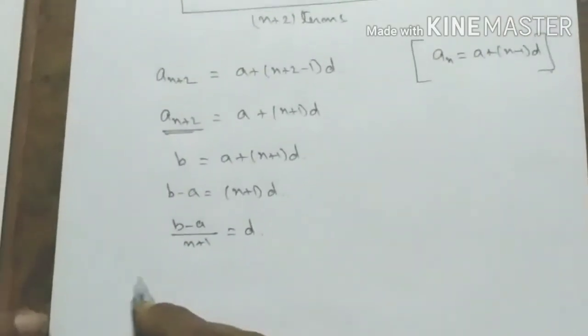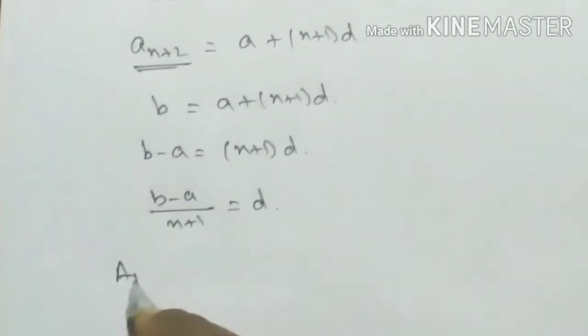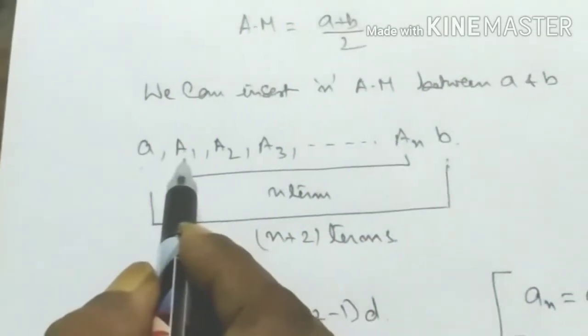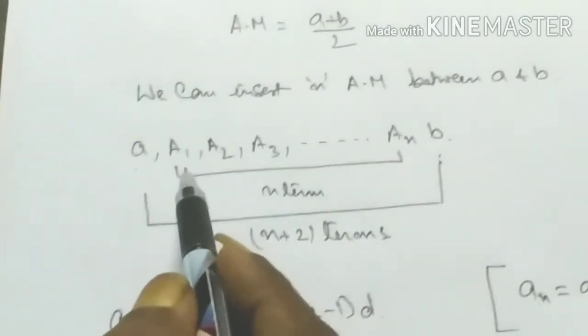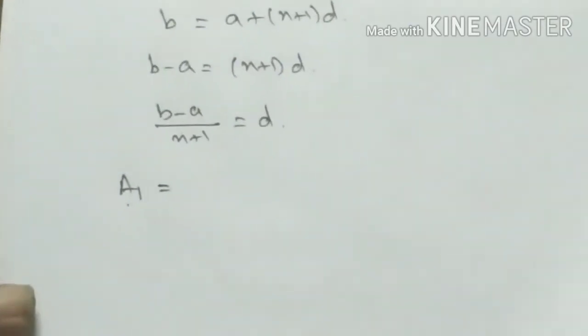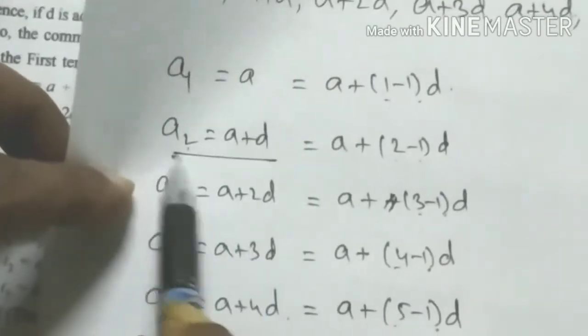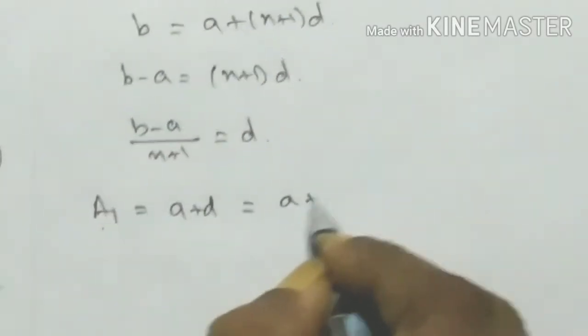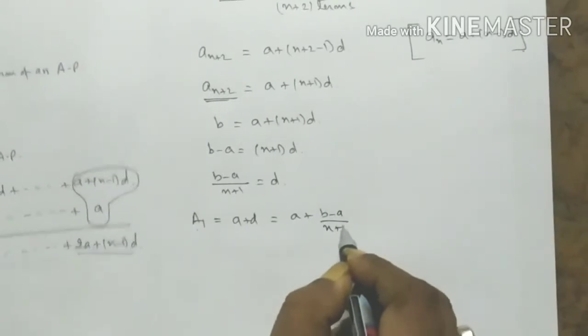Now see one thing: A1 is the first arithmetic mean, but in this sequence, A1 is the second term. It is the first arithmetic mean, but in this sequence, it is the second term. So its formula becomes the second term, which is a plus d. So A1 is equal to a plus (b minus a) by (n plus 1).